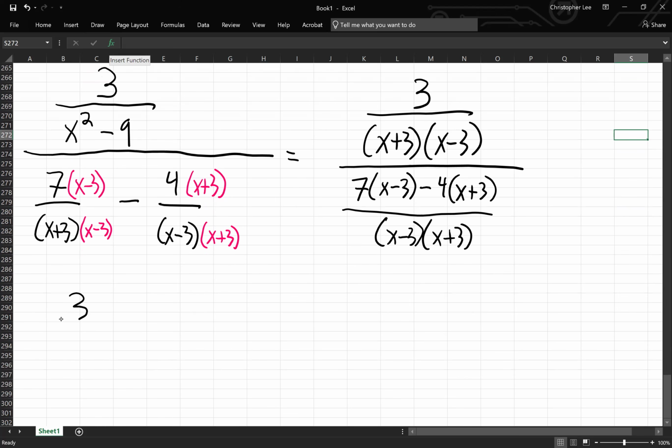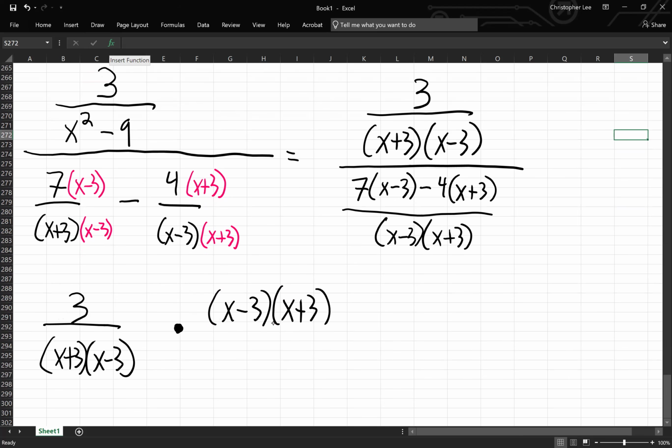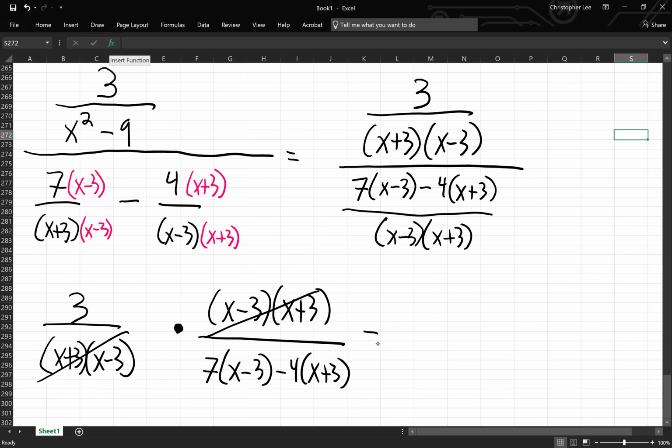So I'm going to have 3 over x plus 3, x minus 3. I'm going to change that division to multiplication and flip the denominator: x minus 3, x plus 3. On the bottom, 7 times x minus 3 minus 4 times x plus 3. I should really simplify that bottom, so let's do that real quick. And we could cross out our like terms.